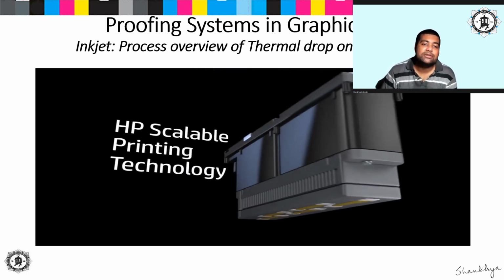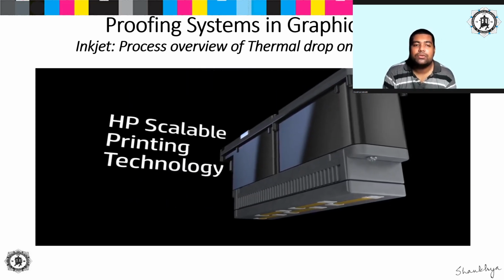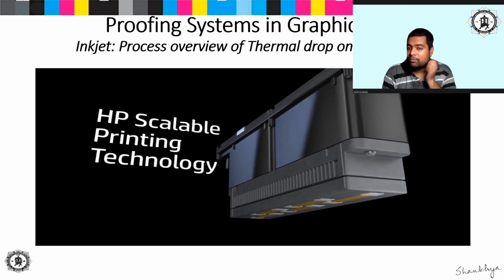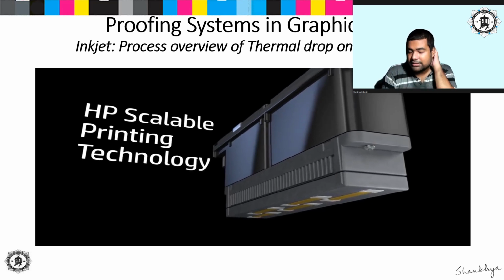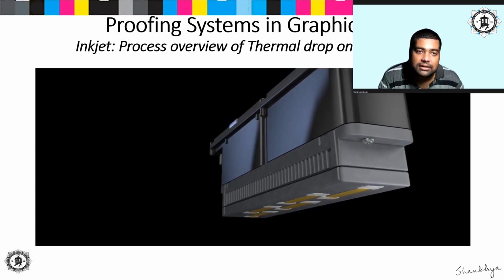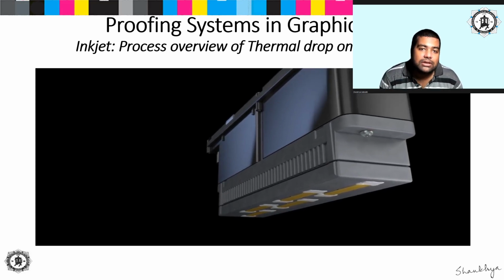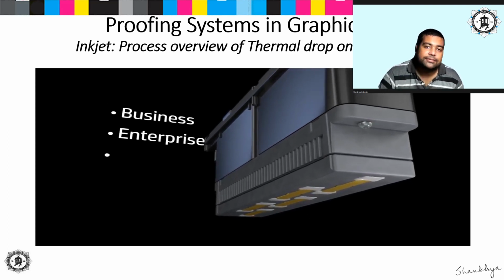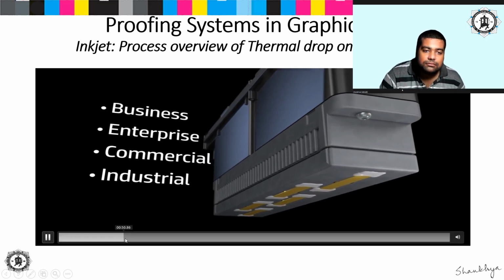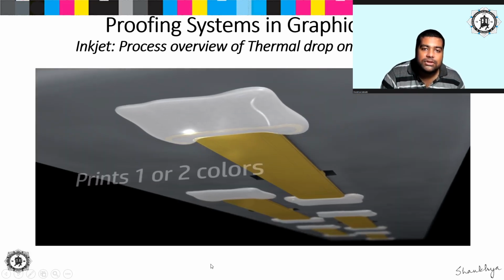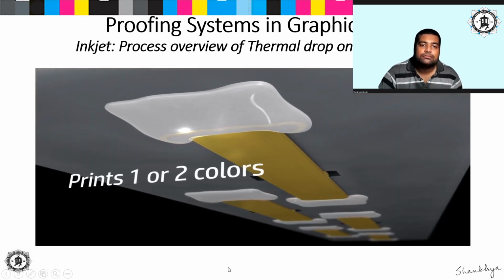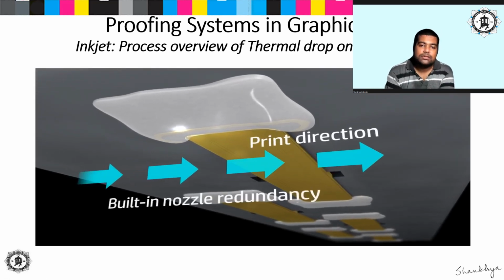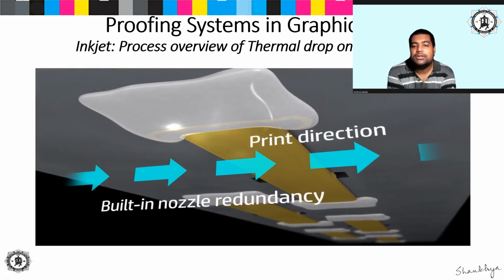HP scalable printing technology uses single die and multiple overlapping die to build print heads of different widths. The die are customized for inks and drop weights to meet the different needs of business, enterprise, commercial, and industrial printing applications of HP supply, so the print head can print 1 or 2 colors. With one ink, the two groups provide built-in nozzle redundancy for reliable quality and high-speed printing.